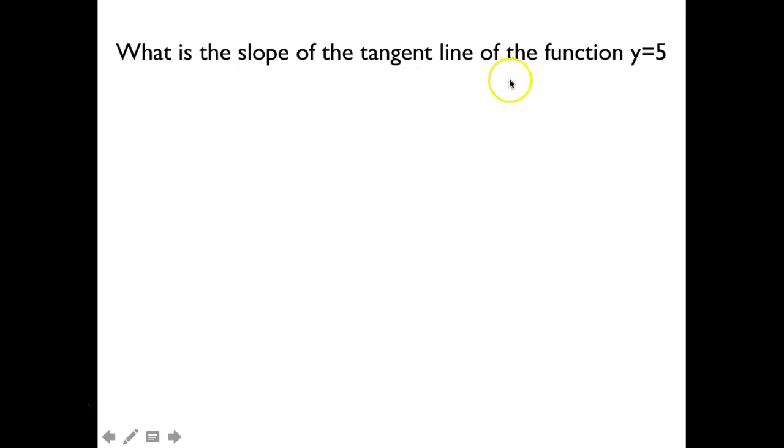Okay, what is the slope of a tangent line of the function y equals 5? So let's first think about the function y equals 5. Let's do a graph of it. That's going to be 1, 2, 3, 4, 5. It's going to look straight across there. And it's saying, what is the slope of the tangent line? Well, I hope you know what the slope of that is. The slope is always 0.